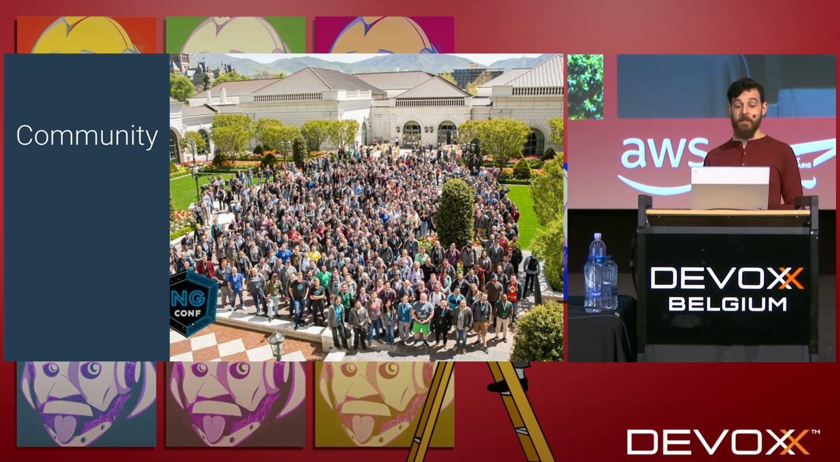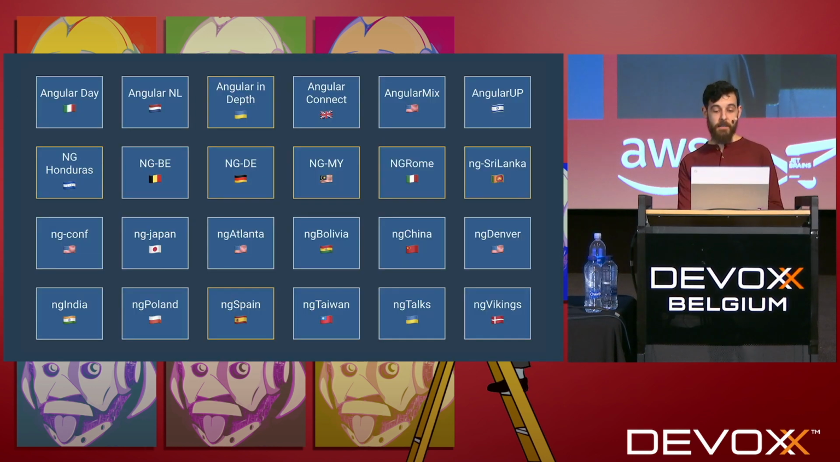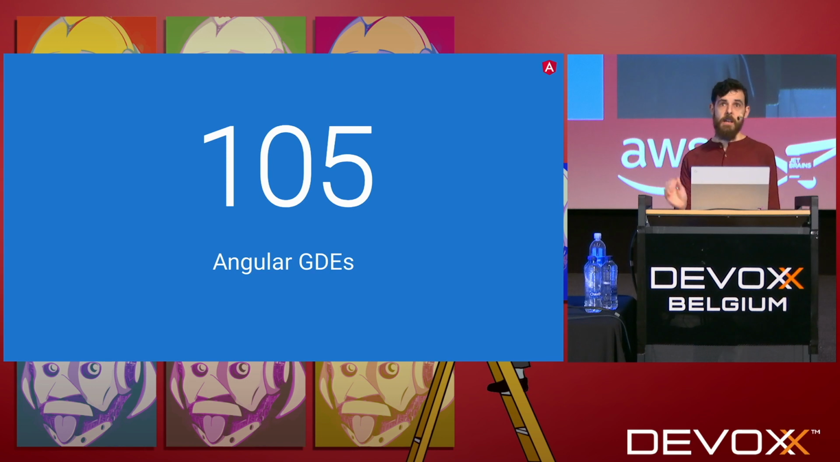The community for Angular is huge, and it spans the entire globe. The number of conferences happening around the world is always going up. In 2019 alone, there have been 7 new events that we know of, which brings us to over 24 annual conferences. On top of just conferences, there's something in the neighborhood of 780 local meetups happening around the world. On top of that, we have 105 Angular Google developer experts now that share their expertise via blogs and podcasts and videos and talks like this one.